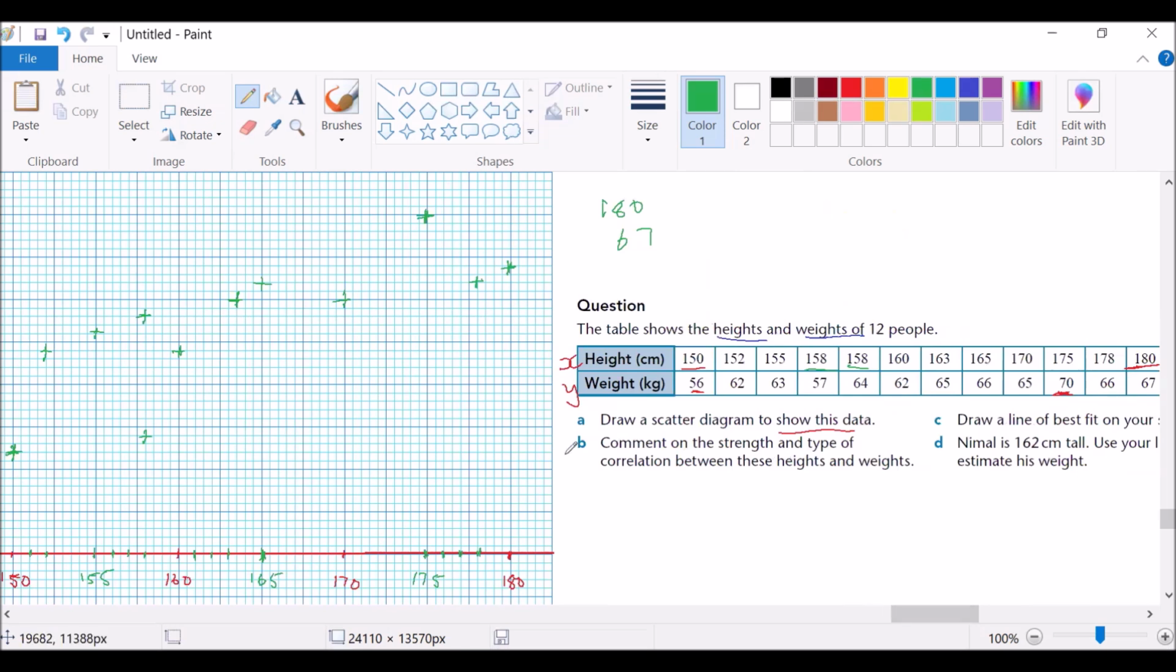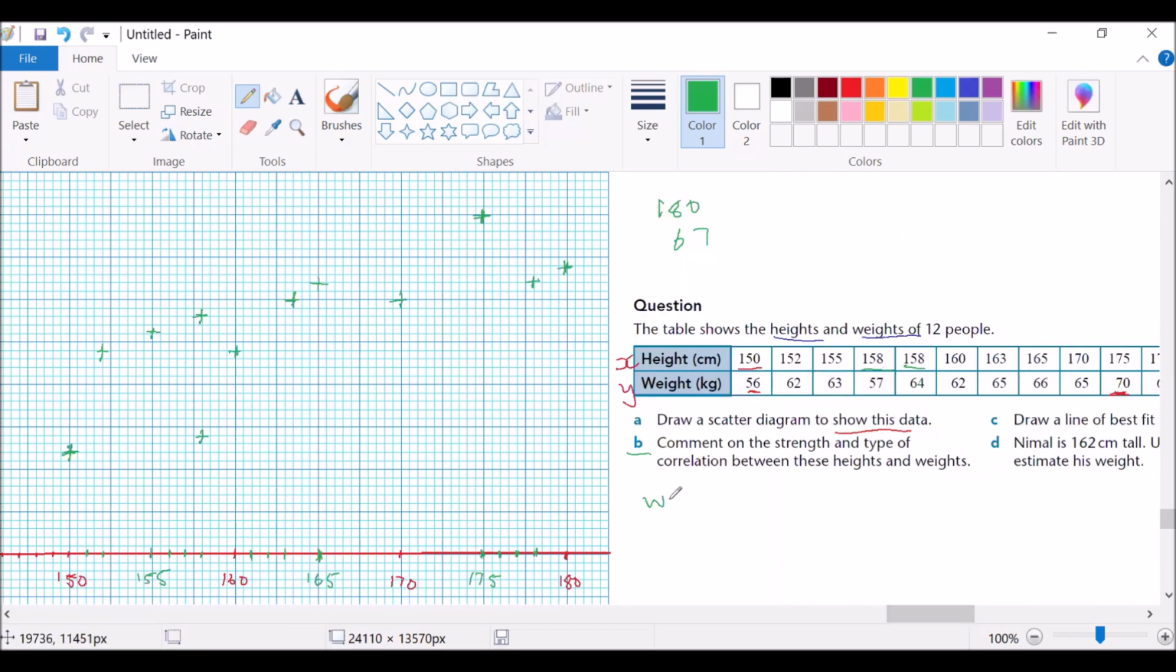Next question is comment on the strength and type of correlation between these heights and weights. This is a weak positive correlation. Points are a bit scattered, but we can see a trend of increase, though it's not strong. So this is a weak positive correlation.